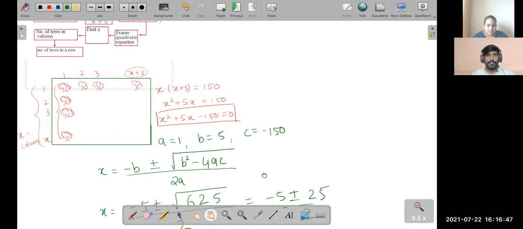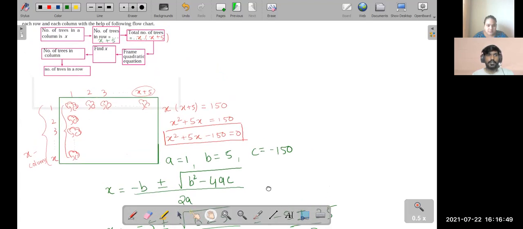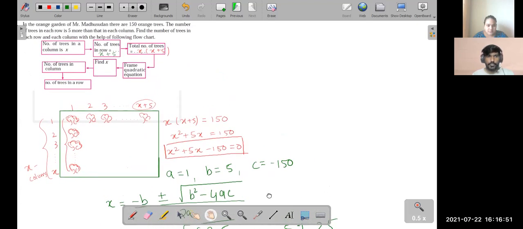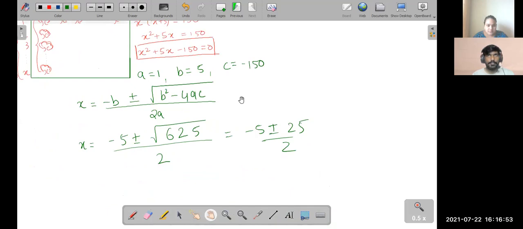So 10 and minus 15. But what are we finding? Number of trees. So can it be negative? Number of trees equals 10 and minus 15, but the number of trees can't be negative. So x is 10. Therefore, x is equal to 10.